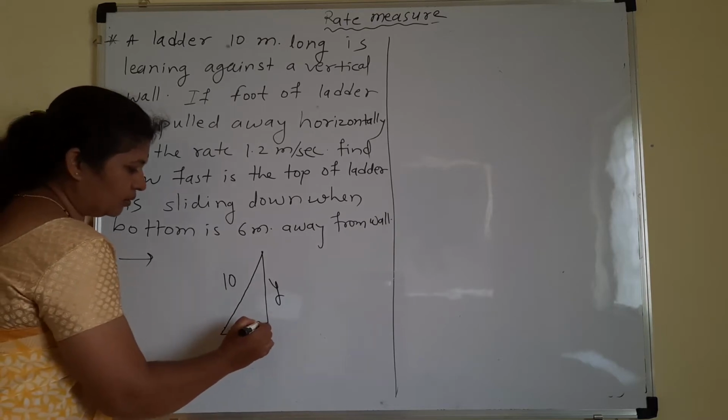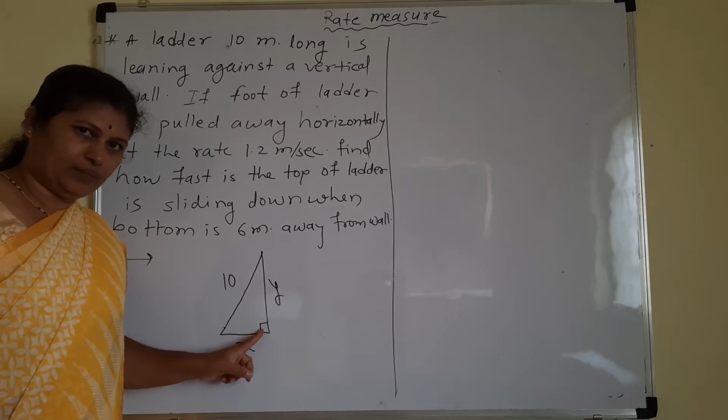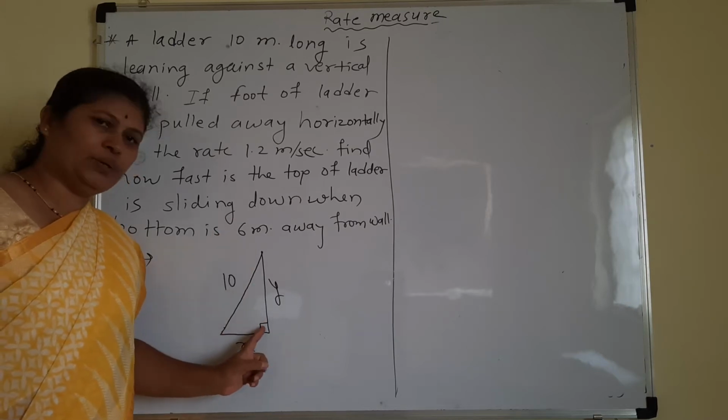So now look here, vertical wall is there. So this angle should be 90 degree. Wall is vertical, so this angle should be 90 degree.